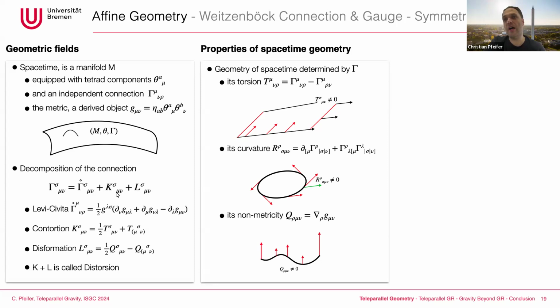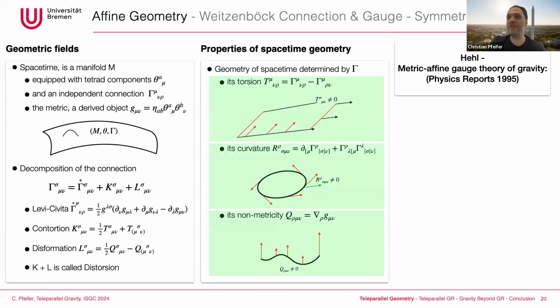And if you look in papers and literature on metric affine geometry, or metric affine gravity, then these two terms, the contorsion and the disformation, are together combined to a tensor that's called the distortion. So, and if you're interested in gravity theories built on a general metric affine geometry, basically what I outlined here, I can recommend this nice review by Hale and collaborators on metric affine gauge theories of gravity.